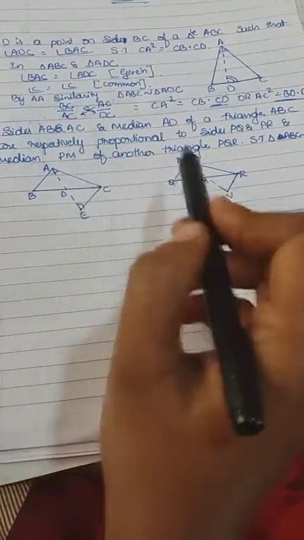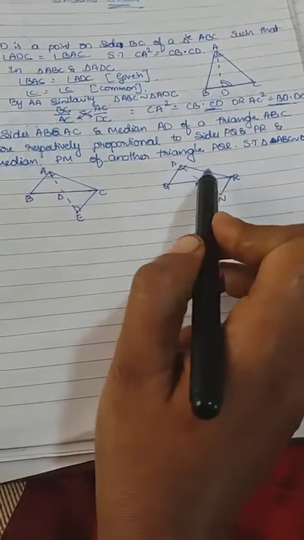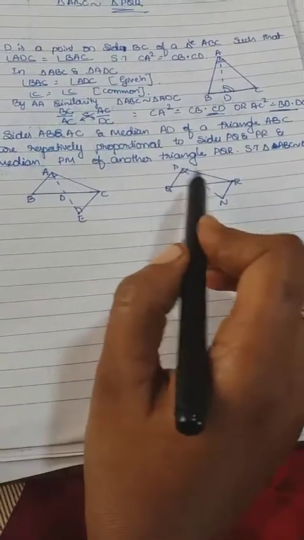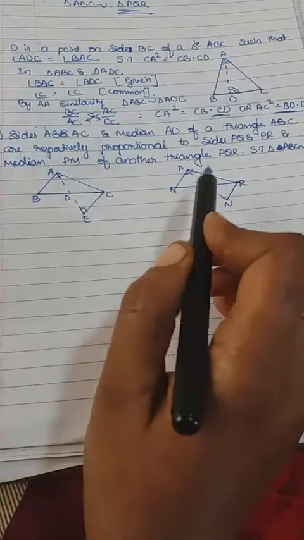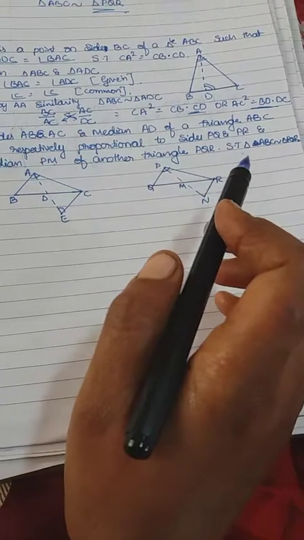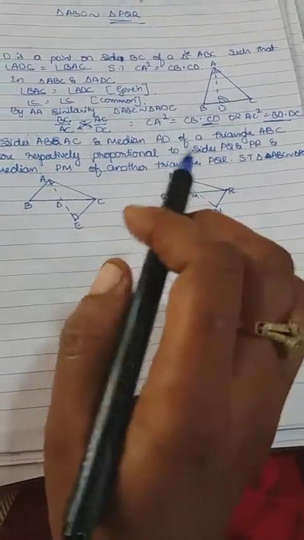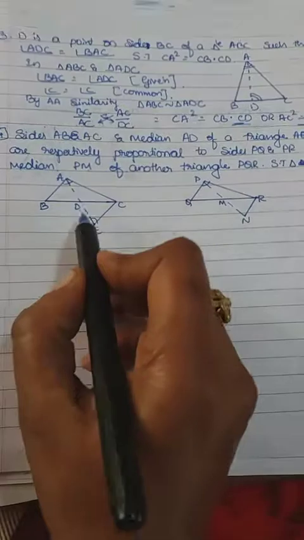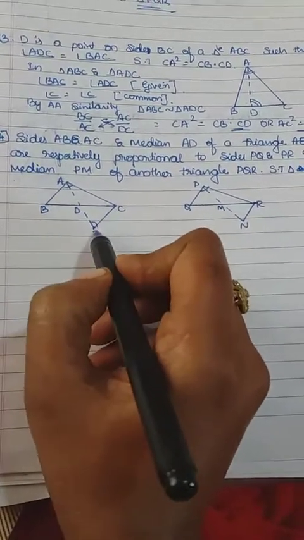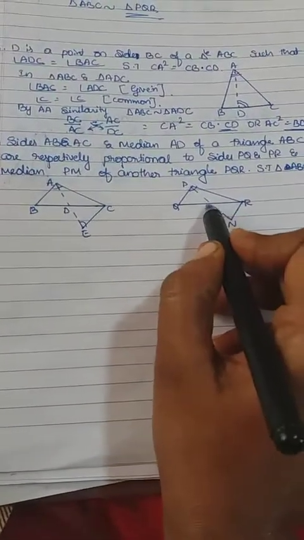Proportional to which triangle? To triangle PQR: AB is proportional to PQ, AC is proportional to PR, and median AD is proportional to PM. That is what has been given. We want to show triangle ABC is similar to triangle PQR. So this is the extra construction. We have extended the median AD up to E and joined C, and here we have extended the median PM up to N and joined it with R.